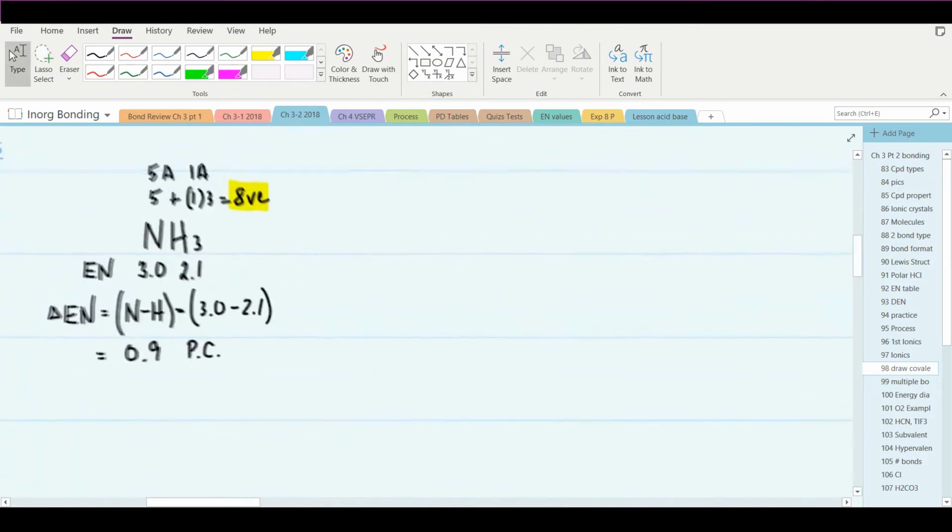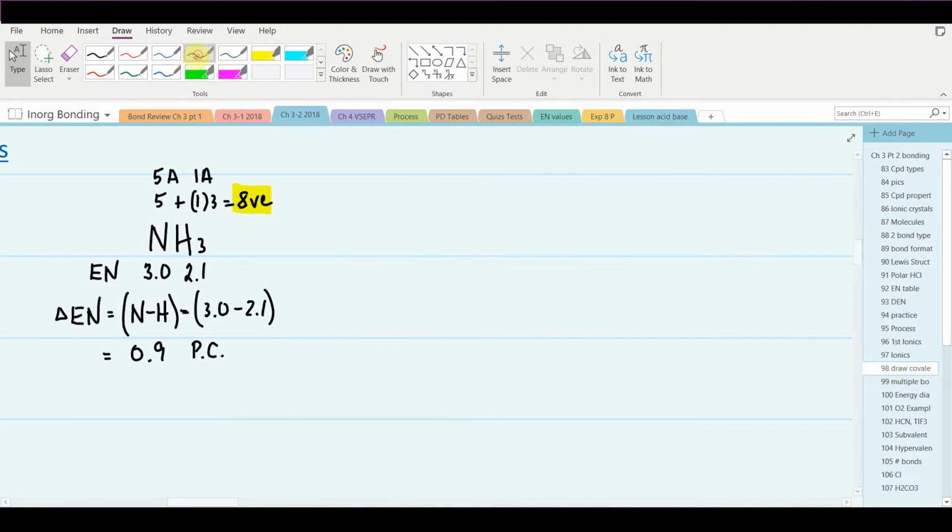Now the structure of this, well, let's see. I'm going to put nitrogen in the center because it has to share electrons with 3 hydrogens. Like so. Notice now that nitrogen has 8 electrons in its valence shell, so it's isoelectronic with neon, and each hydrogen has 2 electrons in its valence shell, so it's isoelectronic with helium.